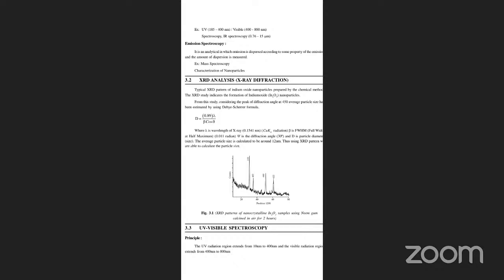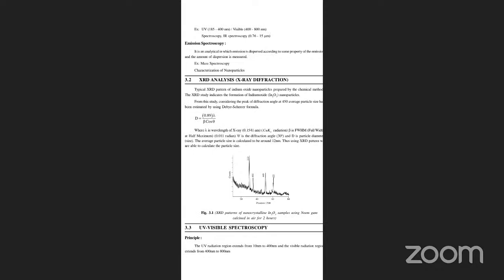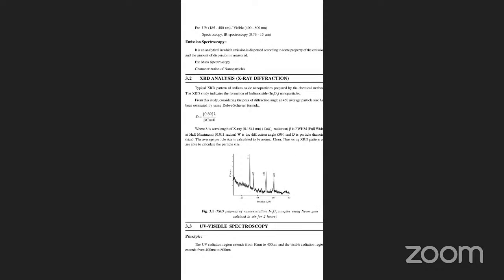So from this study, considering the peak of diffraction angle at 45 degrees, the average particle size has been estimated using the Debye formula. D is equal to 0.89 lambda by beta cos theta, where lambda is the wavelength of X-ray, 0.1541 nanometer copper K-alpha radiation.